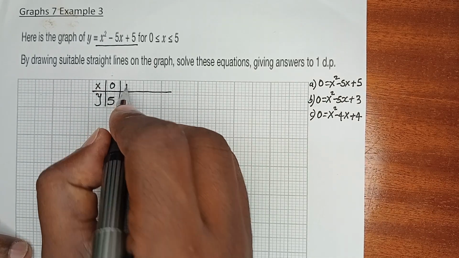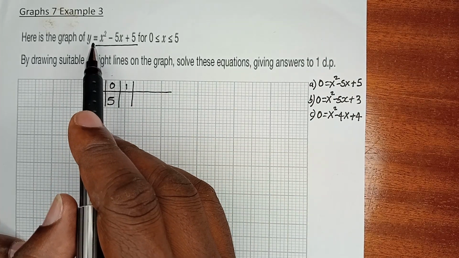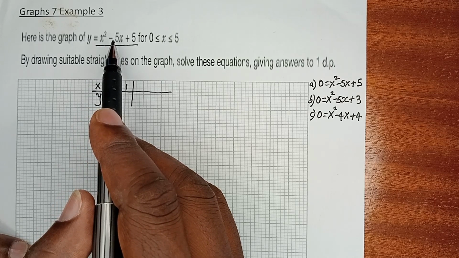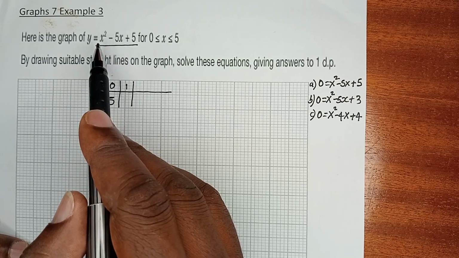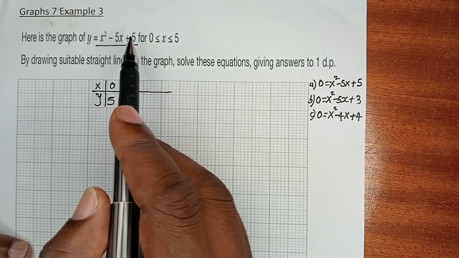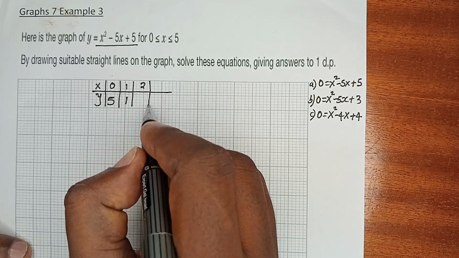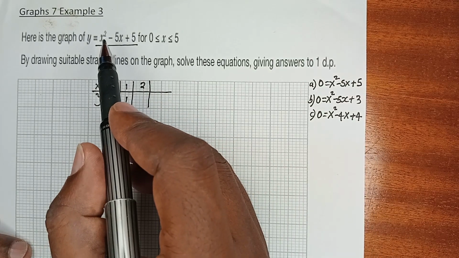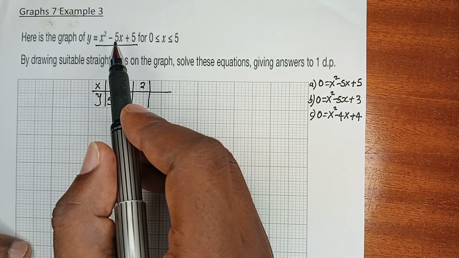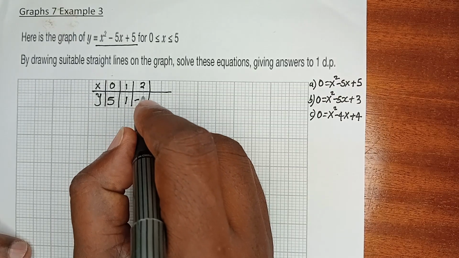When x is 1, what would be the value of y? Substitute it over here. We have 1 squared is 1, minus 5 times 1, which is minus 5. 1 minus 5 is negative 4. Negative 4 plus 5 is positive 1. When x is 2, substitute here to get 4 minus 10. That is minus 6. Minus 6 plus 5 is minus 1.